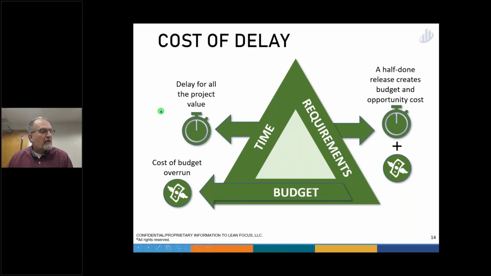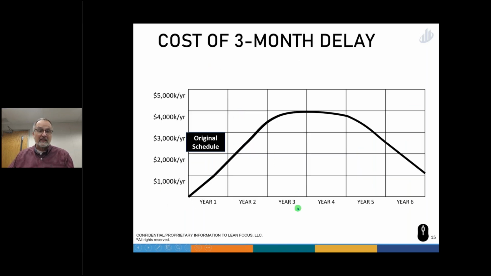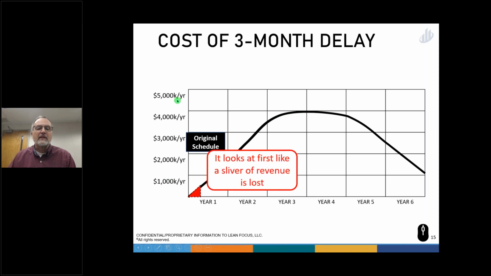What I want to do with you guys over the next minute or so is just focus on this one area. I think budget's easy to understand. Let's talk about what is the cost of delay. When we delay a project, let's say we take a project, and this is our project, these are our projections. We're going to hit a revenue of $4 million a year, a few years out, and this is kind of the life we see of the project.